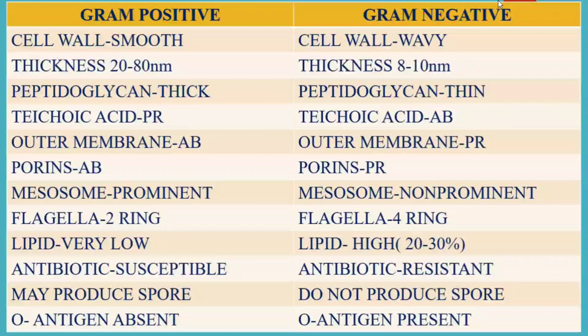Gram-positive mesosome, the infolding of plasma membrane. Remember, mesosome infoldings of plasma membrane. We will talk about it, but they are prominent in gram-positive, non-prominent in gram-negative. Flagella has 2 rings in case of gram-positive, while flagella has 4 rings in case of gram-negative.